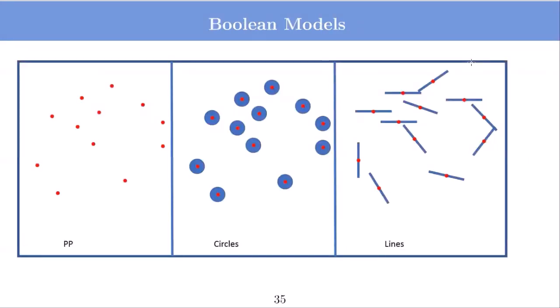The second thing is what we call Boolean models. Like the point process you have seen, it is a set of random points. If at each point I assign some random shape, like putting circles of the same or different size, or lines on each of these points, then this set of shapes is again a random process, containing random objects located at different locations. This is known as the Boolean model.